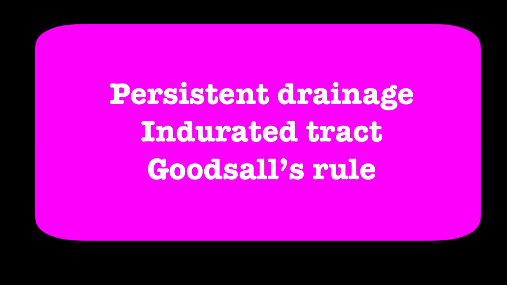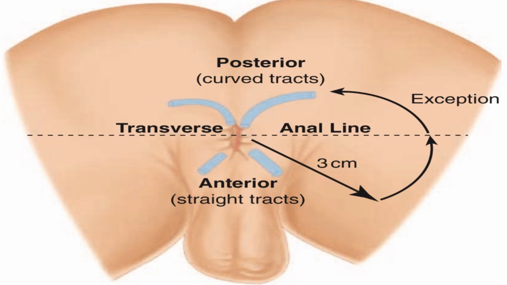the internal opening. Based on this rule, fistulas with an external opening anteriorly connect to the internal opening by a short radial tract, but fistulas with an external opening posteriorly track in a curvilinear fashion to the posterior midline. The exception for this rule is anterior external opening greater than 3 cm from the anal margin. Such fistula usually track to the posterior midline.